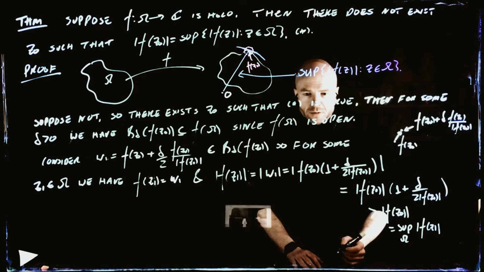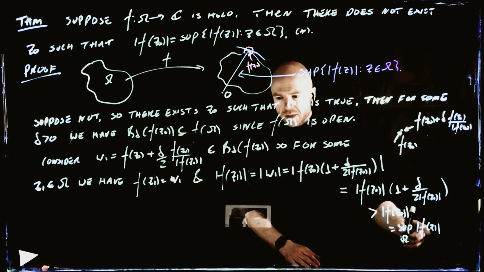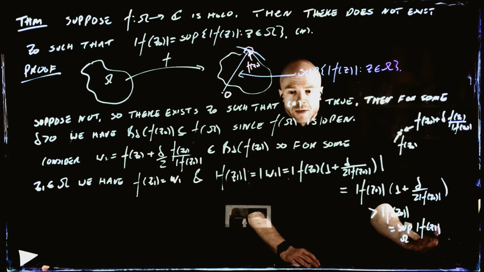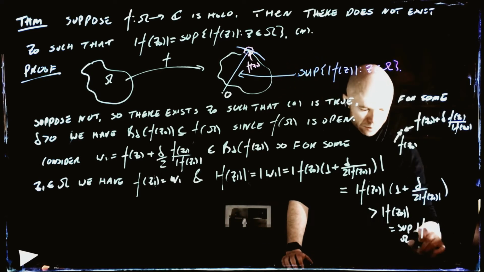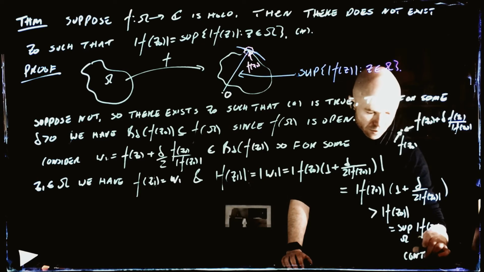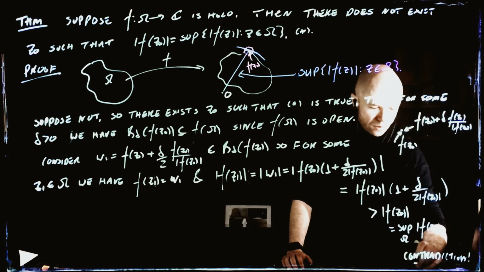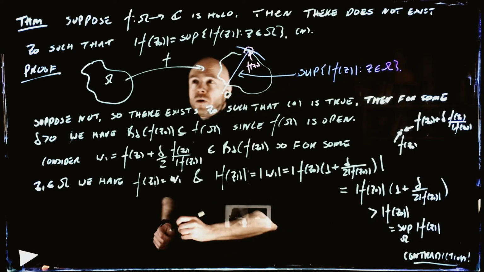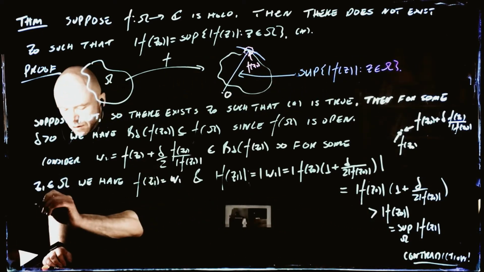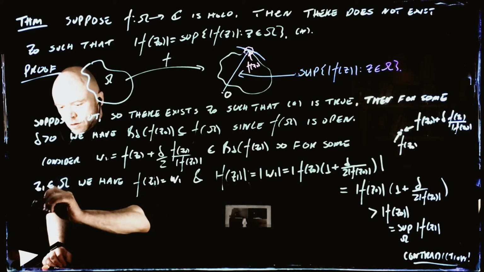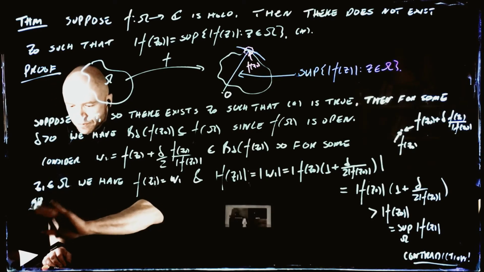So that's a contradiction, right? We find a point inside omega which is bigger than the supremum of the absolute value of all of f inside omega. Contradiction. So this is not possible. So we cannot find such a z0. So the theorem is proved.